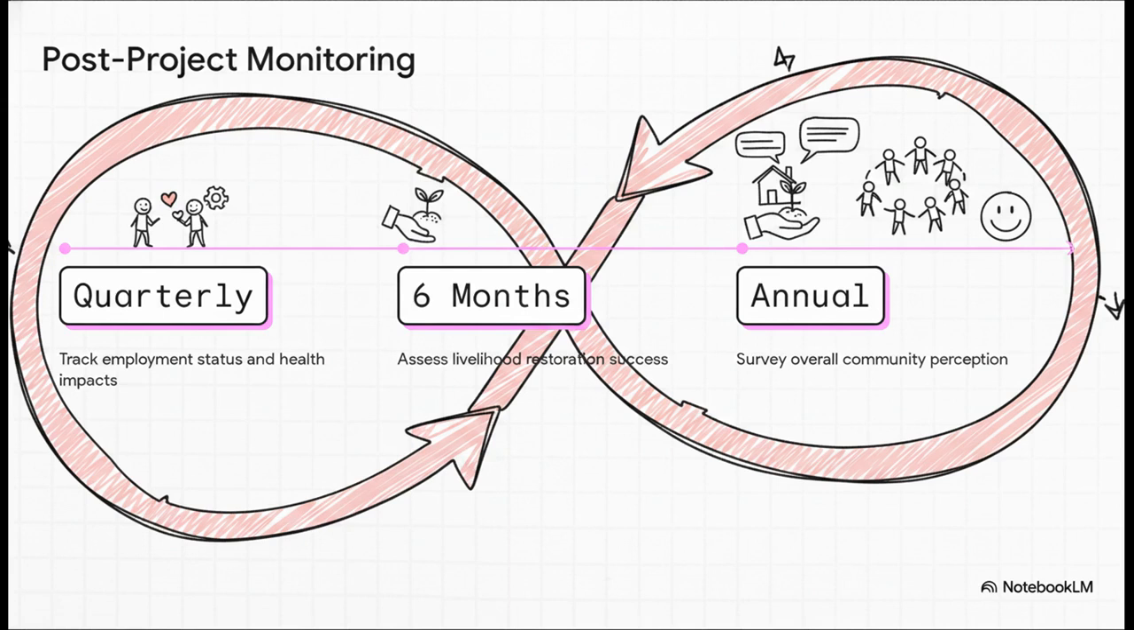Basically, once the project breaks ground, the socio-economic team doesn't just pack up and go home. Nope. There are required quarterly checks tracking employment status and health impacts. Then there are half-yearly assessments to see if those livelihood restoration programs are actually working in the real world. Finally, there's an annual survey measuring overall community perception. It creates this continuous, reliable loop of accountability.